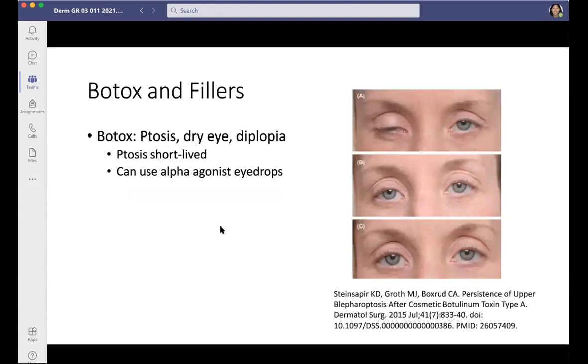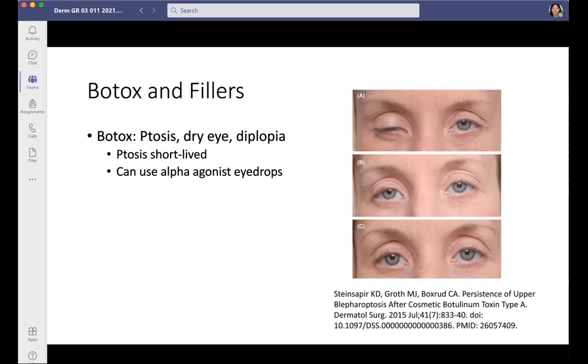For other common meds that you might be using include Botox and fillers. And again, I'll just be going over this briefly, but for Botox, perhaps the more feared complication from the patient perspective is getting the droopy eyelid or ptosis. Patients can also get dry eye or transient diplopia or double vision. Luckily, these are short-lived, as the effects of Botox generally don't last. It's not like a very long-term effect.